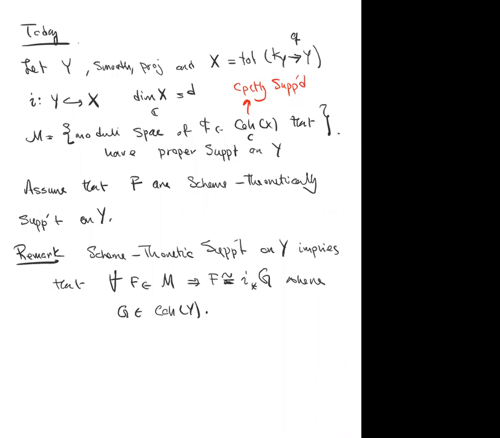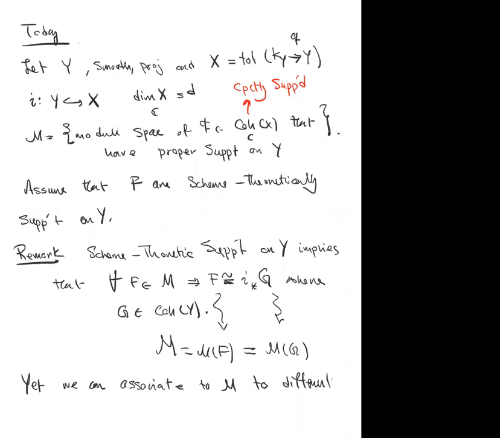So what is the point? We can think of this moduli space as a moduli space of sheaves on X with scheme-theoretic support on Y, or we can think of it as a moduli space of OY-modules, sheaves G. And these two moduli spaces are really equal. But what is the point? The point is that we can associate to M, as we call this thing as a whole, two completely different obstruction theories. And this is really interesting: even though the F's are the same as the G's pushed forward into the ambient non-compact variety X, the deformation theories of these F's and G's are different from one another.